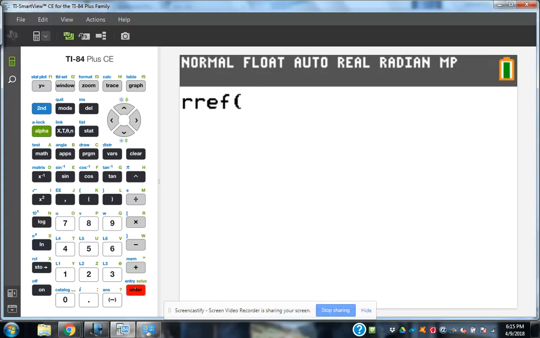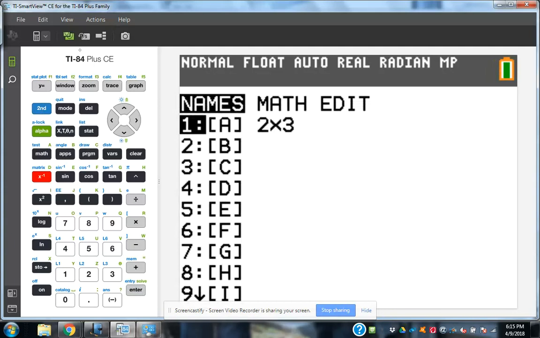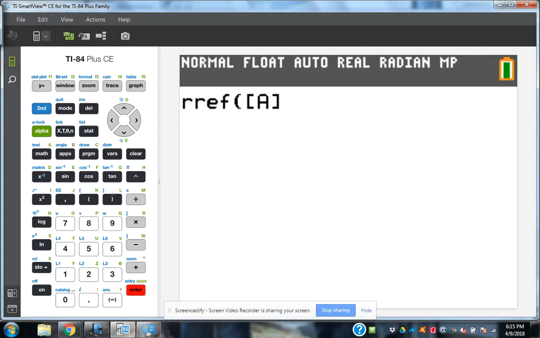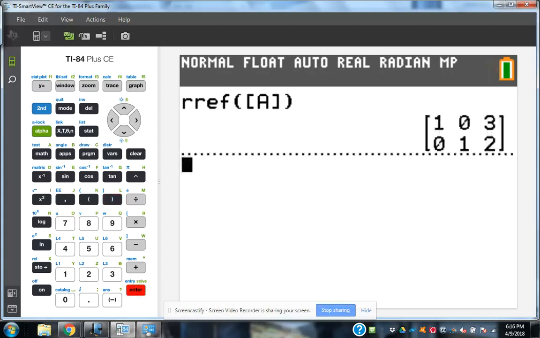Then I need to tell it what to do RREF on. So I need to go back to the matrix. This is where I pick up matrix A from the names list. You don't have to close the parentheses here, but I do, just because my brain says you have to, but you don't have to with the calculator. It understands, hey, that's the only one they're doing that to. All right, now, all you got to do is hit enter after you've done that.